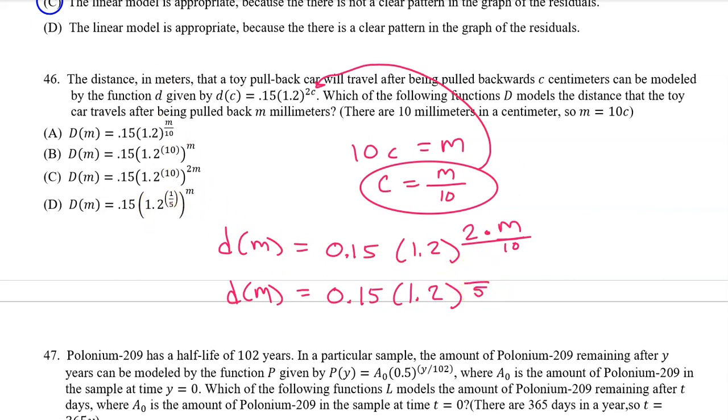All right, I'm looking at the answer choices, and so I'm rewriting a little bit to make it more obvious. Remember that property where c to the a times b power can be rewritten as c to the a power all raised to the b power? We can use that to sort of separate the m. So that's what they're doing here. So that's why we have 1.2 to the 1/5 power, and then all that is raised to the m power. So the answer is D.